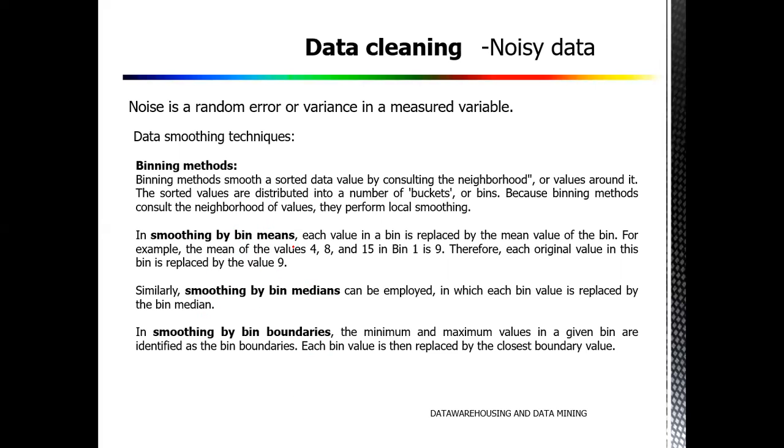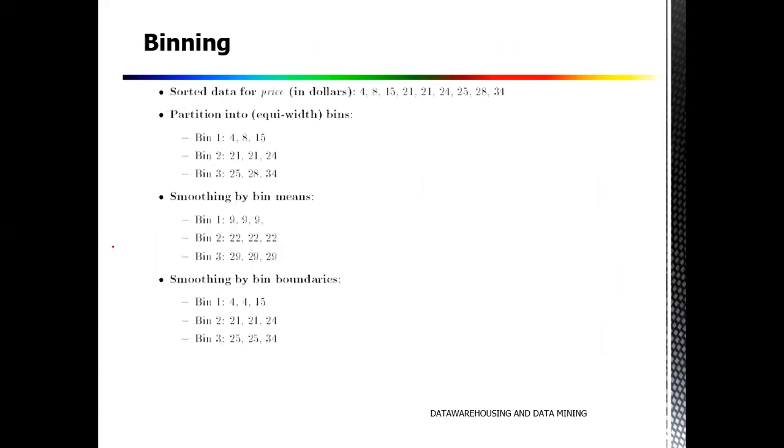The first one is by bin mean. So each bin value will be replaced by the mean of that particular bin. In bin median, each bin value will be replaced by the median value of that bin. What is bin boundary? Take the maximum and minimum values of the particular bin and replace each value with the closest one. Either it can be close to minimum or to maximum. Replace all the values with either the minimum or maximum value of that particular bin. So let us get more clarity on this method with an example.